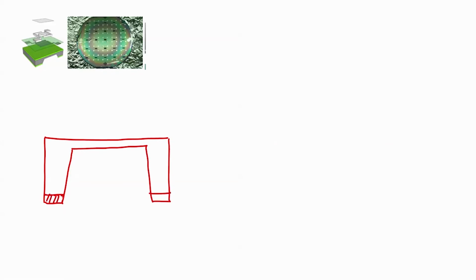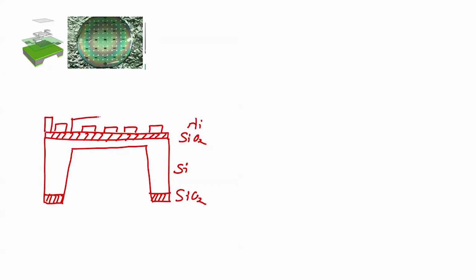This is the last step, right, this is the last step. So, we have SiO2, Si, SiO2, we have nickel, SiO2, then we have interdigital electrodes.